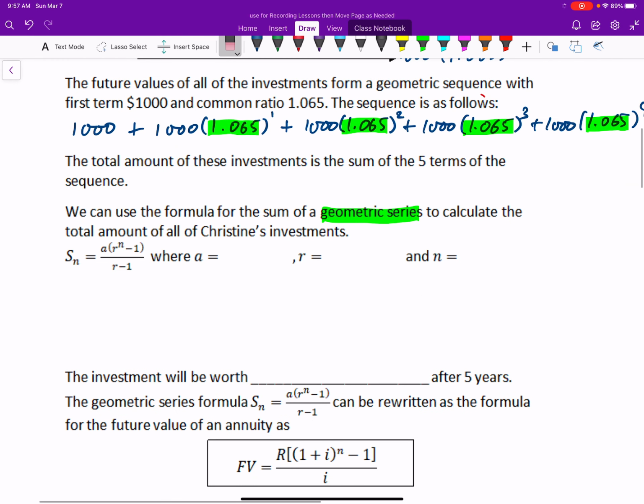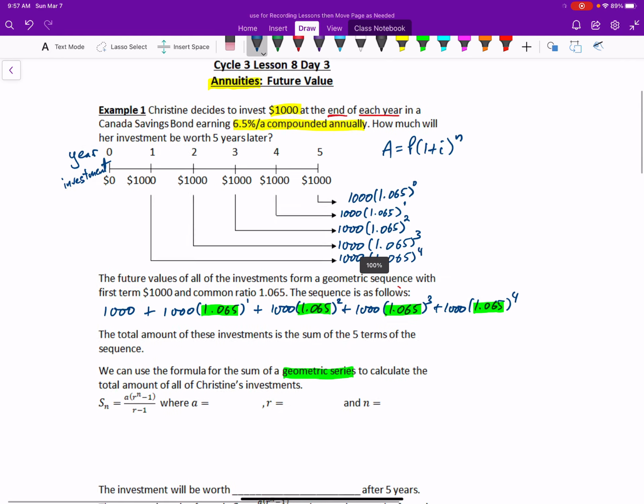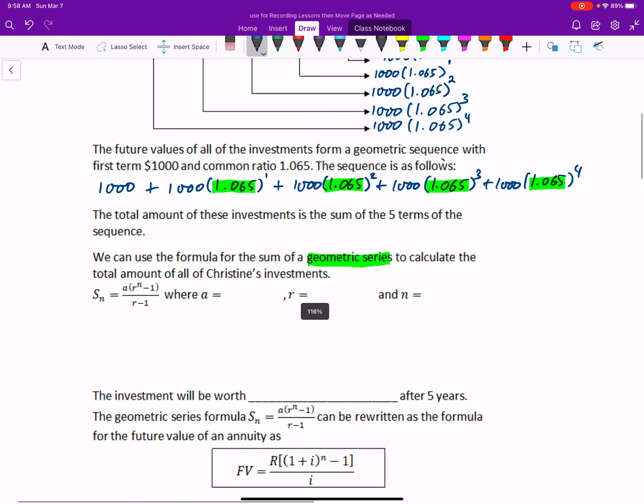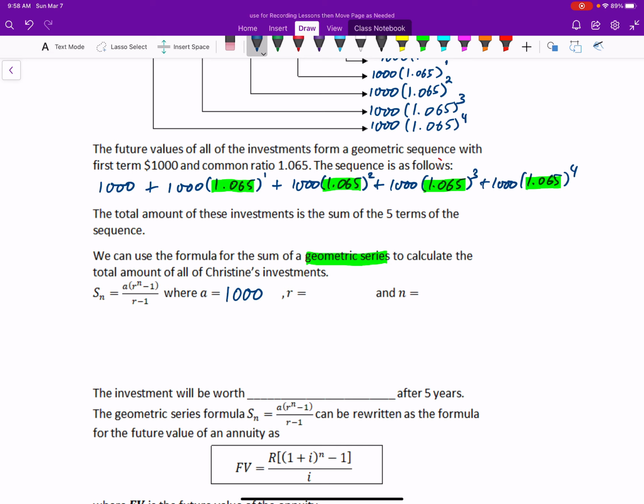And then we can use this formula, if you remember the formula for a geometric series. S for series of n, so n terms, is equal to A, the initial amount, times r to the n minus 1, over r minus 1. R is the common ratio, and n is the number of terms. So those are the values we need to know. We need to know A, R, and N. So in this particular example, we're still carrying on with example 1. The initial amount is $1,000 each time. R is 1.065. That's our common ratio from above. And N is 5. There's 5 terms.